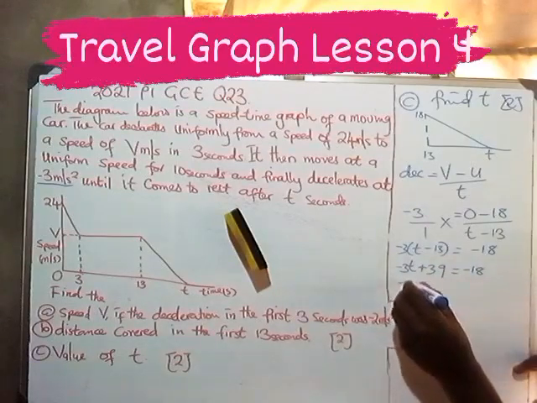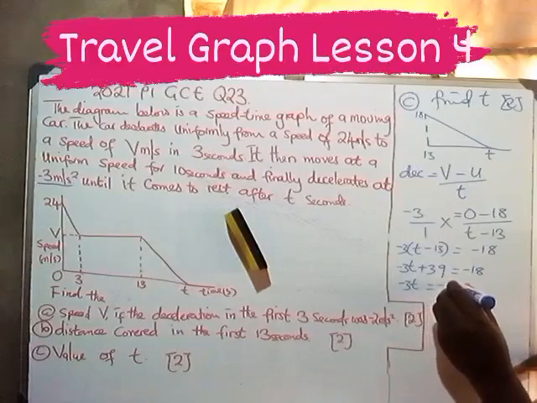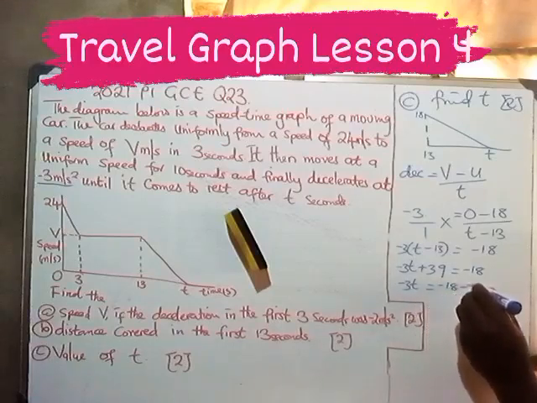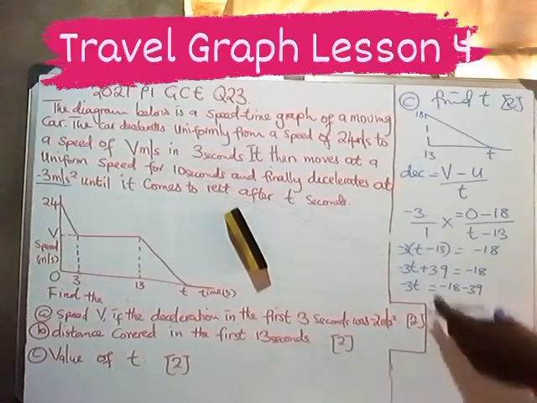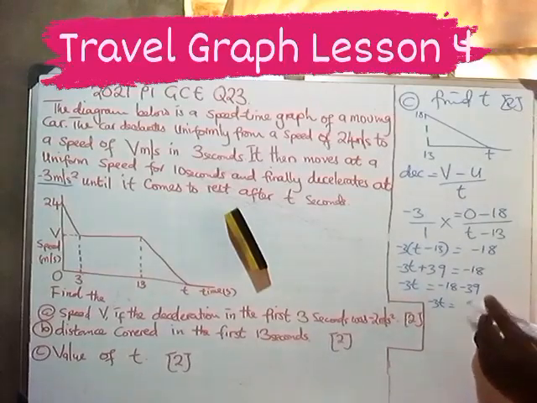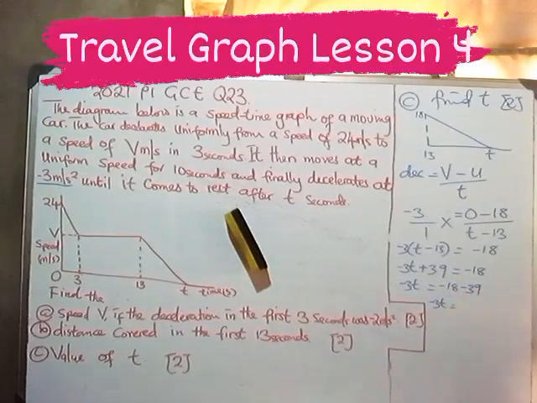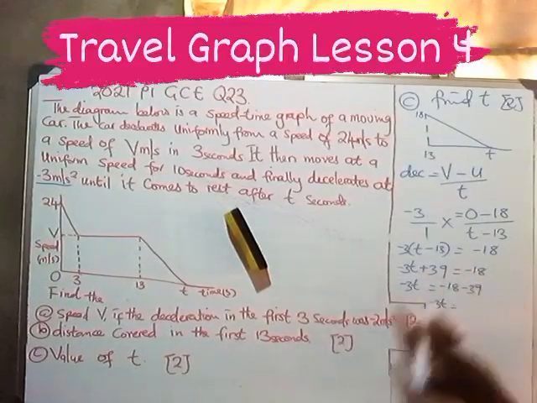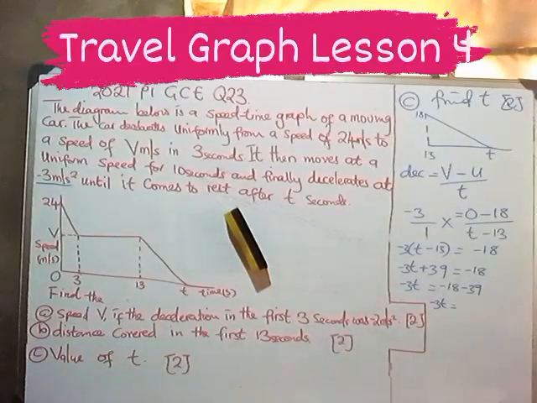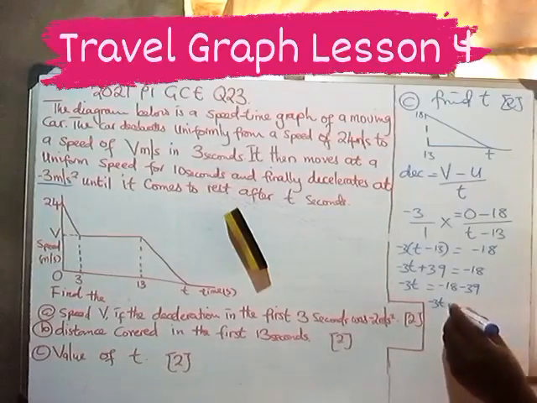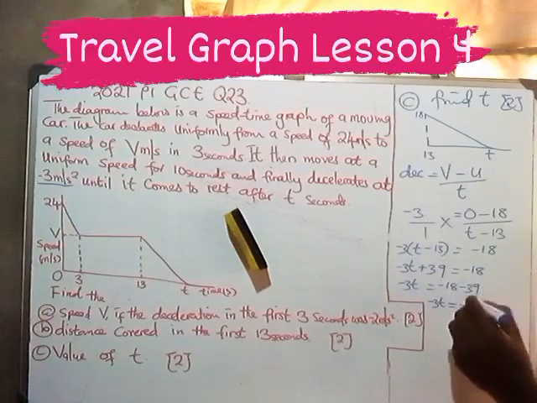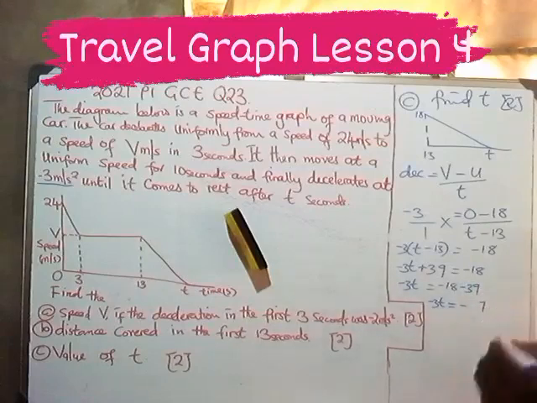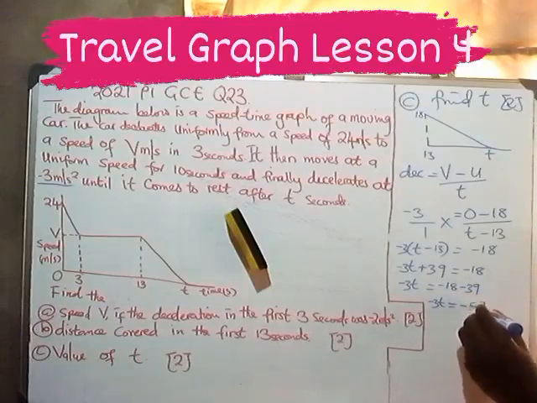Now we group like terms. We are going to have -3t is equal to -18 minus 39. If we add these, when the signs are the same, you add the two numbers, then you keep the sign. So we are going to have negative, when you add 8 plus 9, it is 17, remainder 1. 1 plus 3 is 4, plus that remainder 1, it will be 5.